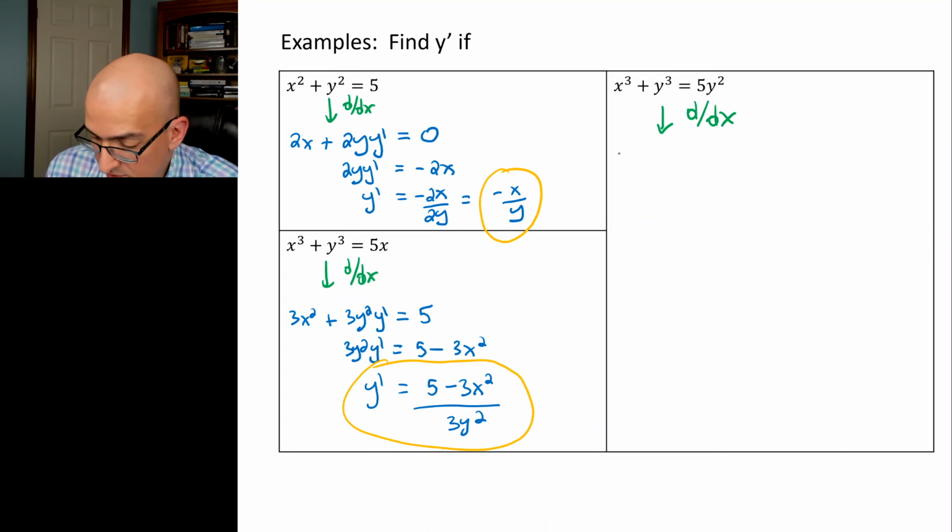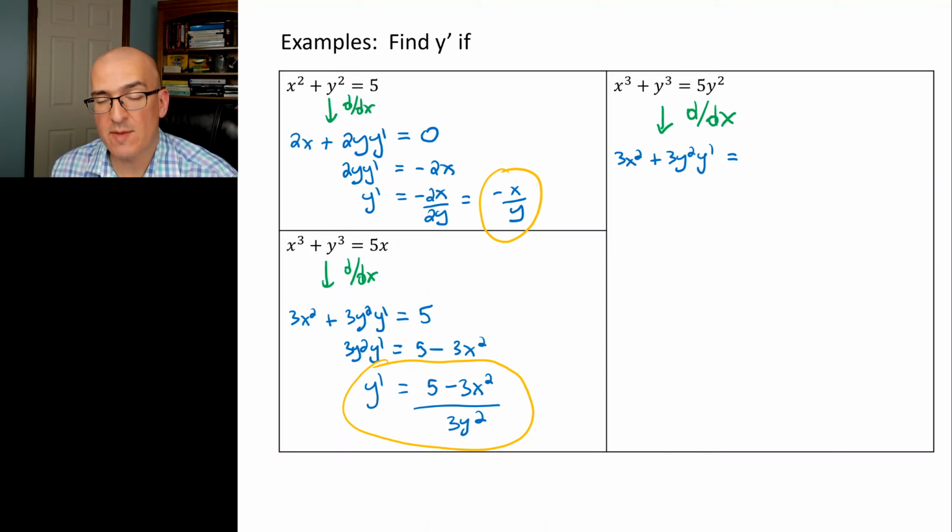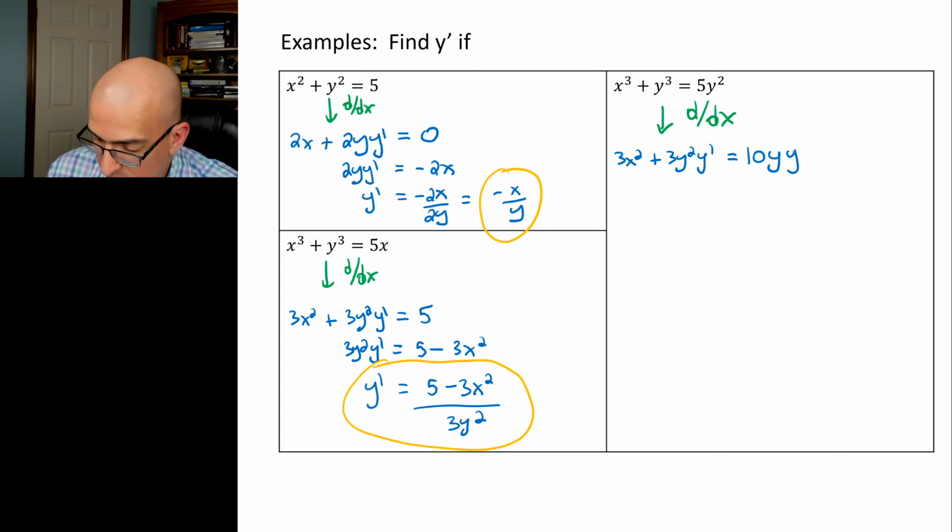Okay, derivative of x to the power of 3 is 3x squared. Derivative of y to the 3 is 3y squared y prime. And then on the right-hand side, we have a y expression happening again, so we need to chain rule a second time. The 2 is going to come down multiplied by the 5, so we'll have 10 times y to the power of 1 multiplied by y prime.